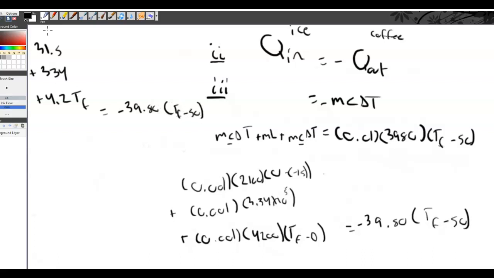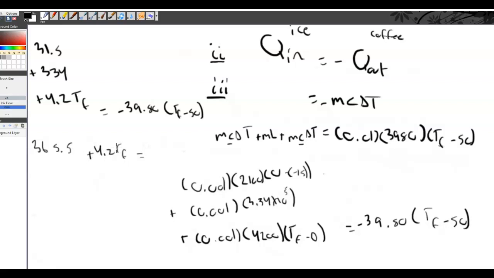I would not normally write it going down like this. I'm just running out of space, so I'm trying to do the best I can. So imagine these three things being added together on the left, and then on the right it's equal to this right here. From here, we're just going to simplify like terms. Now 31.5 plus 334 is 365.5. I cannot combine that with the 4.2 because they're not like terms.